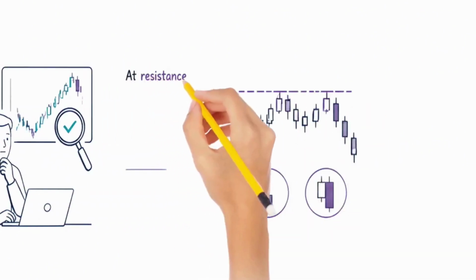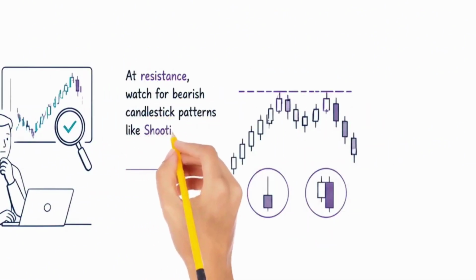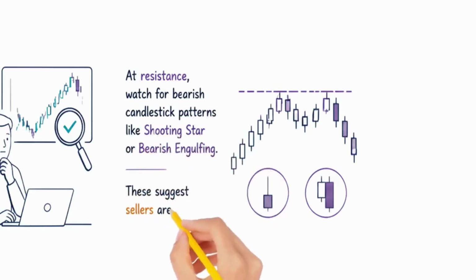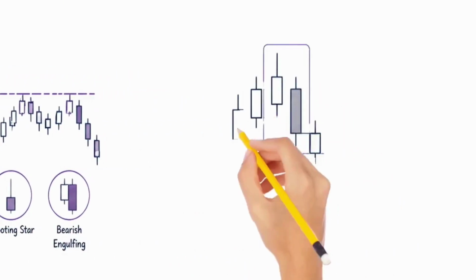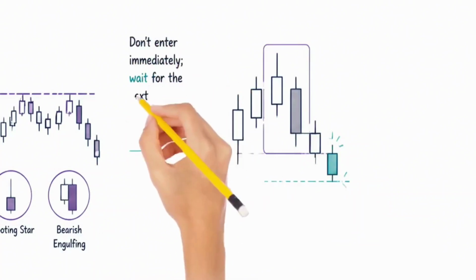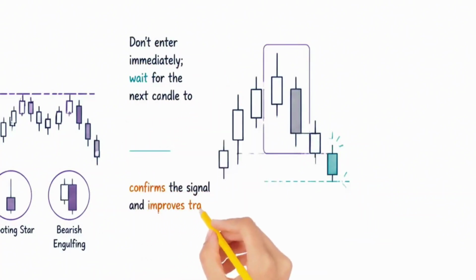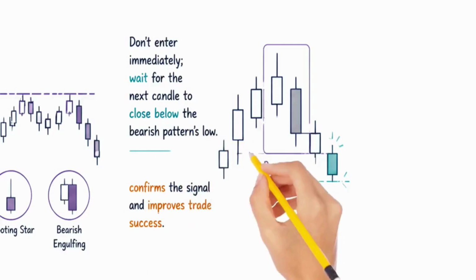At resistance, watch for bearish candlestick patterns like shooting star or bearish engulfing. These suggest sellers are entering the market. Don't enter immediately. Wait for the next candle to close below the bearish pattern's low. This extra step confirms the signal and improves trade success.